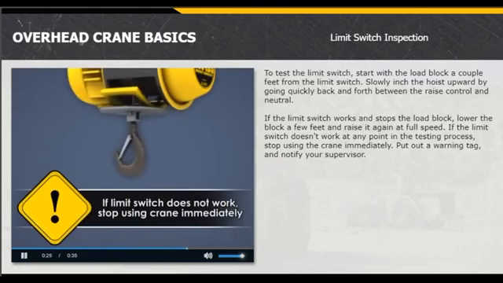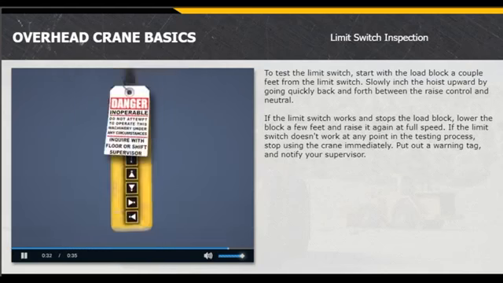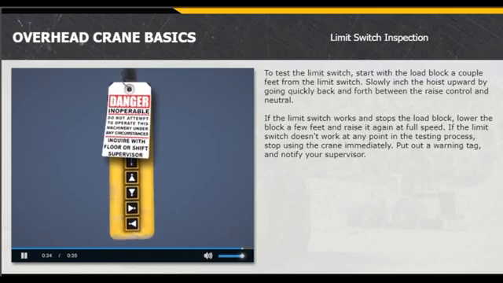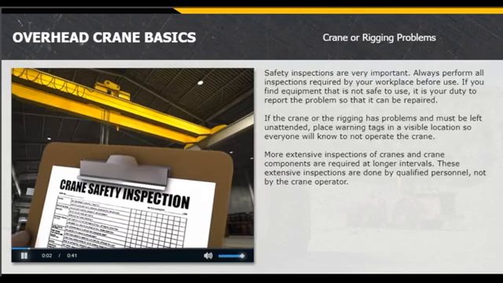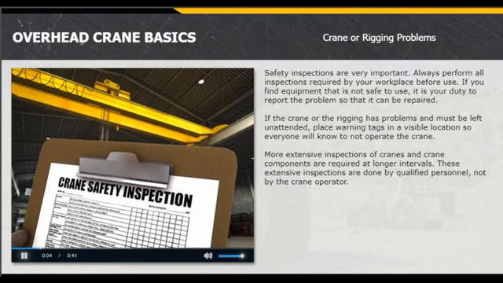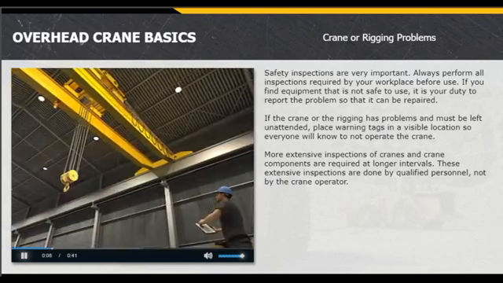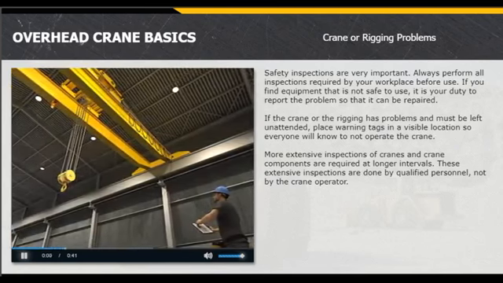If the limit switch doesn't work at any point in the testing process, stop using the crane immediately, put out a warning tag, and notify your supervisor. Safety inspections are very important. Always perform all inspections required by your workplace before use.